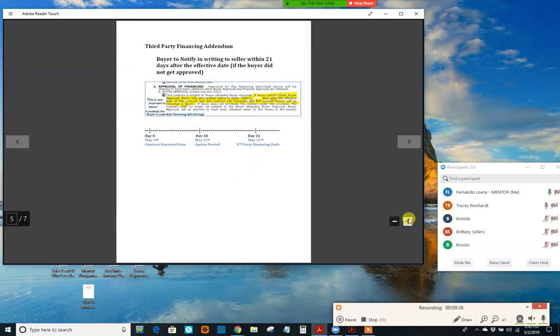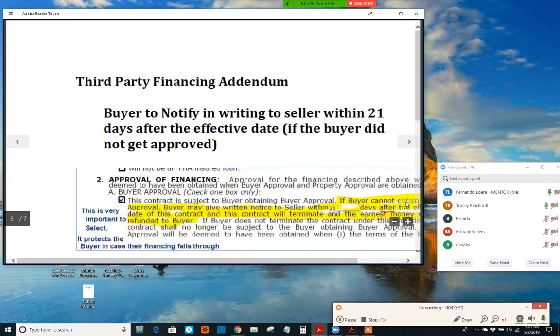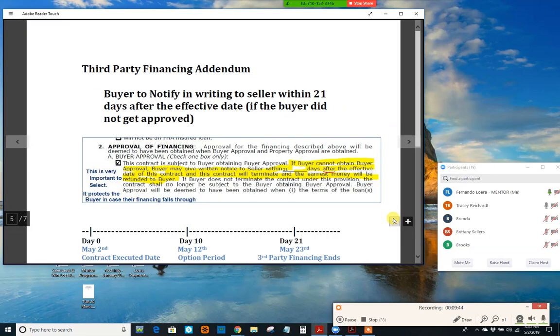Okay. So another timeline is the third-party financing addendum. Here's where this only applies to buyers that are getting a loan. If it's a cash deal, this is not applicable. But here, there's a section in here, page 2. Well, I think now it's way at the bottom of page 1. But it's approval of financing, and it states that if buyer cannot obtain buyer approval, buyer may give written notice to the seller within 21 days. Usually we pick 21 or 22 days.